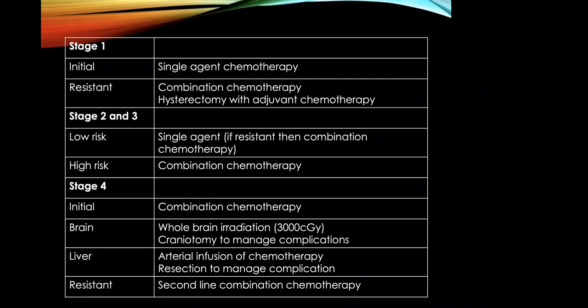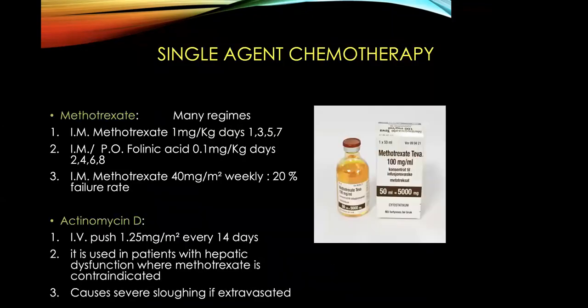But if the brain is involved, the whole brain irradiation of 3000 centigray has to be given. Even a craniotomy might have to be done. In liver, you need to do an arterial infusion of chemotherapy and resection of the quadrant to manage the complication, because they bleed, the liver bleeds. So you need to resect also. And if it is resistant stage 4, beyond the brain and beyond the kidney, beyond the spleen, beyond the lungs, you need to also have a second line combination chemotherapy. A wonderful chart you have to understand.